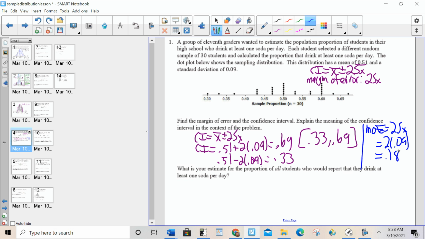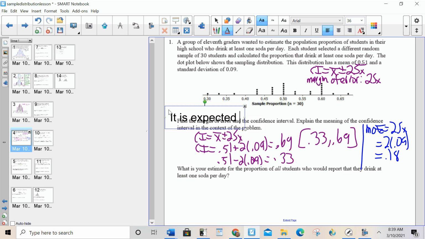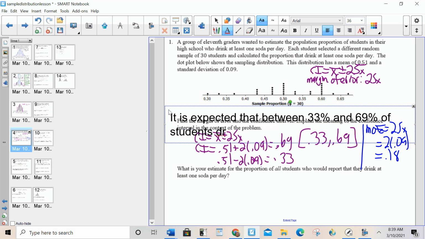Explain the meaning of the confidence interval in the context of the problem. The confidence interval, if you remember from the previous lesson that we did on this, is the range of expected values. So what that means in the context of the problem is it is expected that between, I'll do this as percents, 33% and 69% of students drink at least one soda per day.